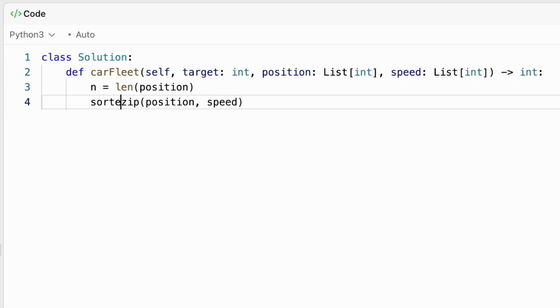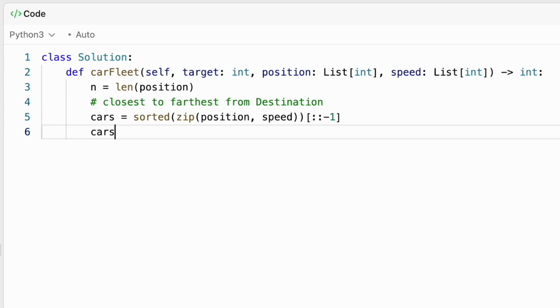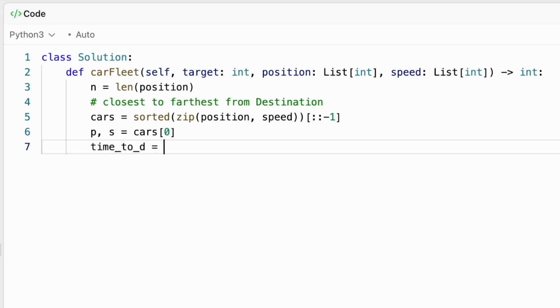And then we sort them. This will give us the cars from closest to farthest to the starting point, but we want it in the reverse order, closest to farthest from destination. So we basically have to just reverse this list. That will be our list of cars closest to farthest from destination. So the first closest car will be cars of 0 with p and s as its position and speed. Its time to destination will be target, the miles away, minus the position of the car, divided by its speed.